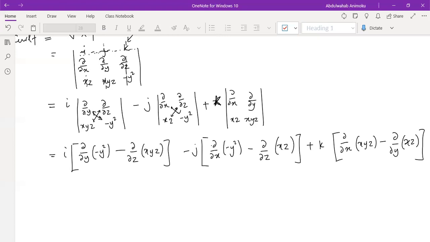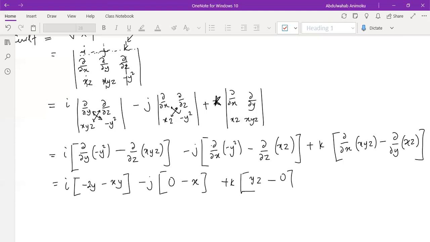Perfect. Now let's quickly finish this problem. Now d dy of this is just minus 2y. Now d dz of this is minus xy. Okay, good. Now minus j: d dx of this is 0, d dz of this is minus x. And finally, the last component: d dx of this is just yz, then d dy of this is 0, because there's no y in this function.